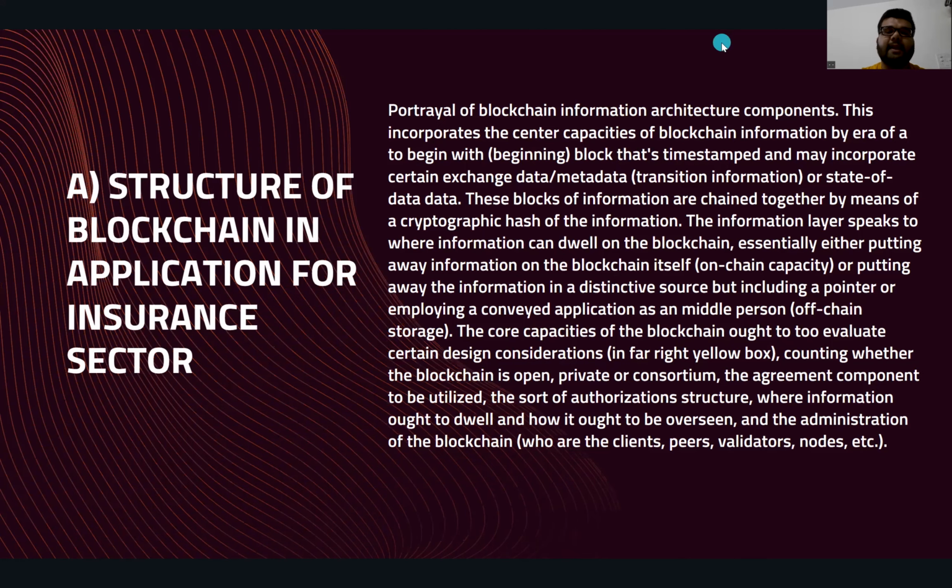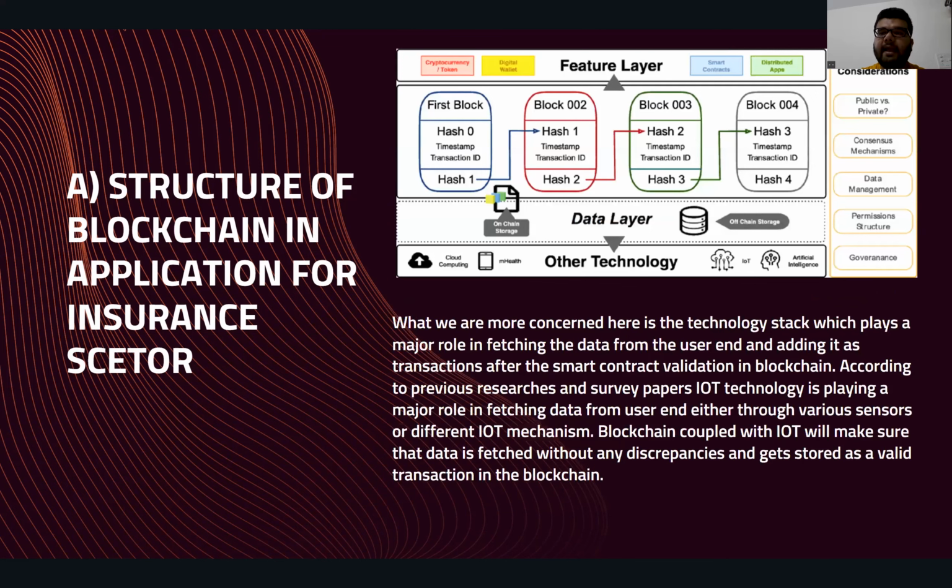So moving on to the next slide, as you can see, this is a diagram here. This is the feature layer. This is the first block. This is the second, third, and fourth block. And this is the data layer. And this is the data technology, which includes cloud computing, IoT, AI. And the design considerations are mentioned here.